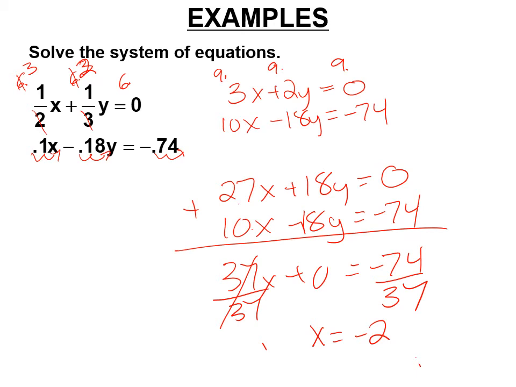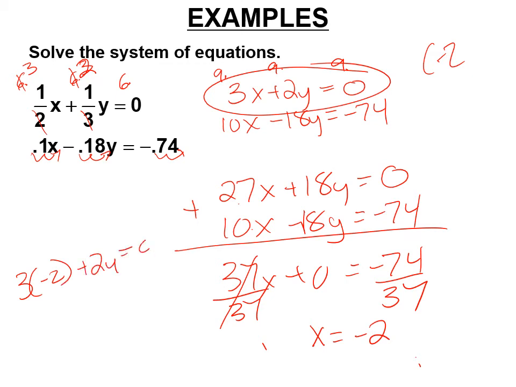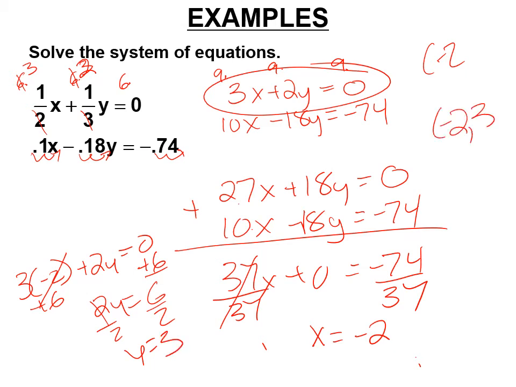Now, again, remember, I can pick any of them. So why would I pick the ones with fractions and decimals? Why don't I pick this one right there? So 3 times negative 2 plus 2y equals 0. That's negative 6, so I'm going to add 6 to both sides. 2y equals 6, divide by 2, and y equals 3. So these two lines intersect at negative 2, comma 3. That is the solution.